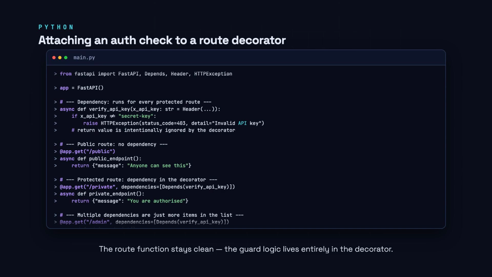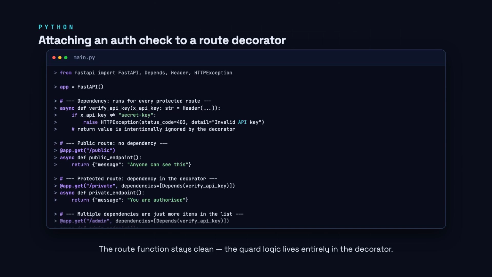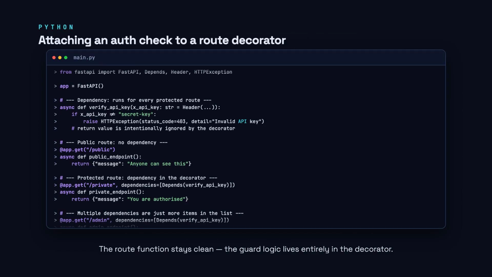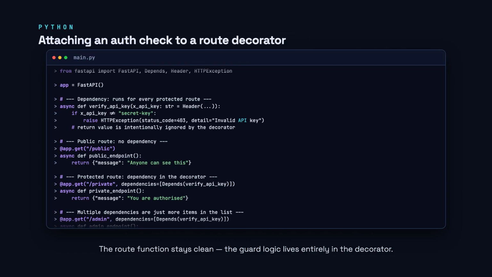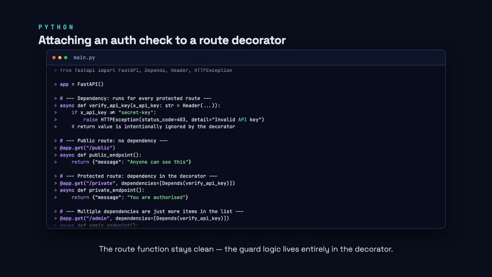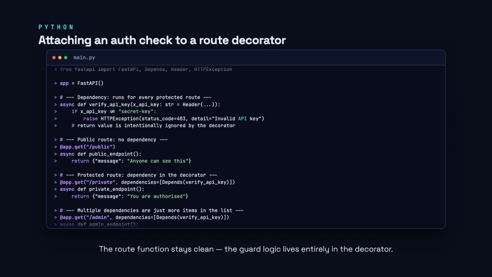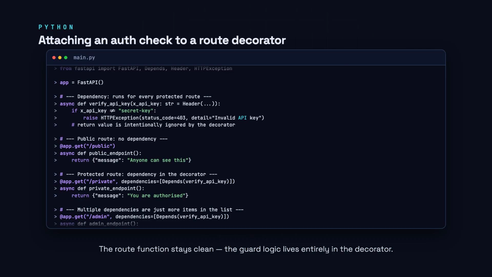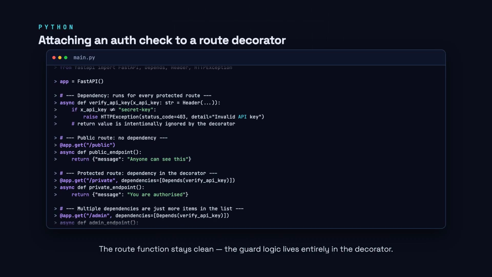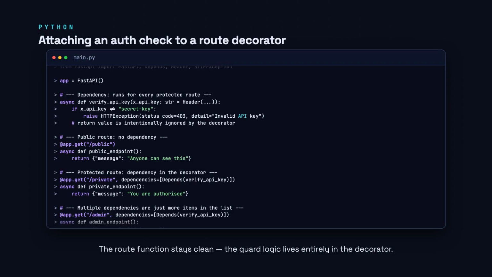The verify_api_key function accepts an X-API-Key header using FastAPI's Header type. If the value is wrong, it raises an HTTPException with a 403 status, stopping the request immediately. Notice that the function has no return statement that matters. We do not need one.